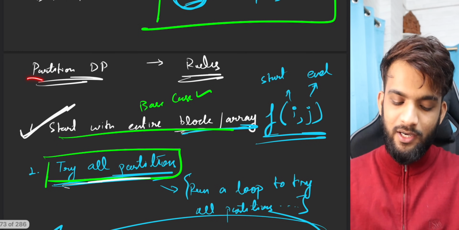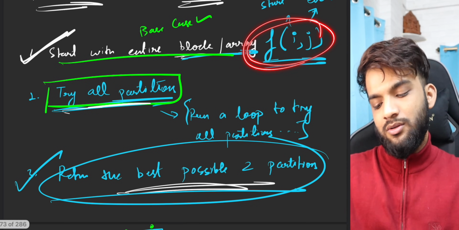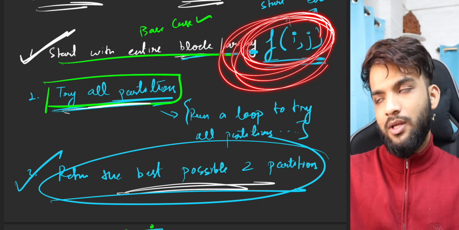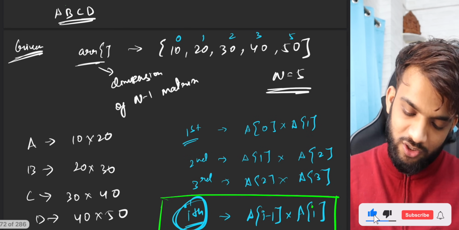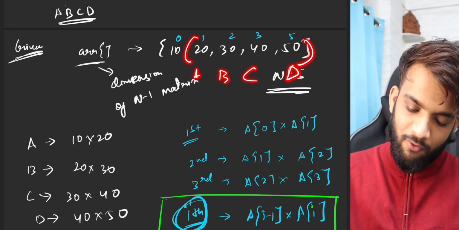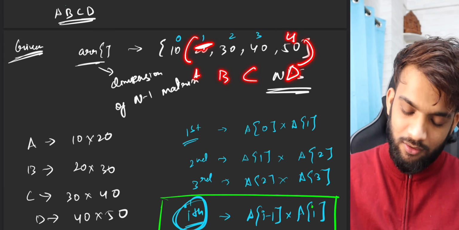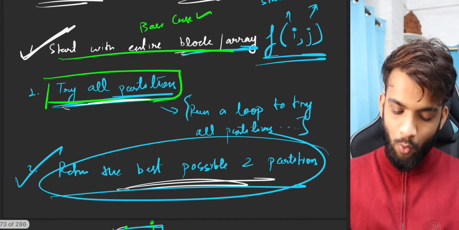Now, I said I'll apply partition DP. So I said the rule is very simple. You solve the entire block. You solve the ij block. So over here, A was this, D was this. So this is the entire block. So you started from 1 and you went on till 4 rather. You went on till 4. So you just solved it like this. So I was like, okay, fine.